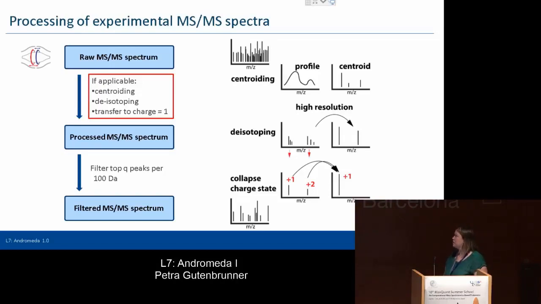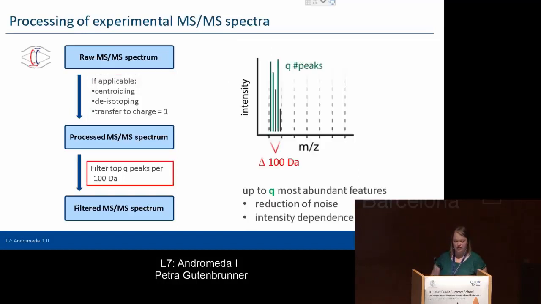So this also helps then for the matching when the spectrum is not as complex anymore. So now we have reduced the complexity already, but we can do another step, which is the filtering. Here the filtering is called the top Q filtering, and this is also a noise reduction, because how it's done, you filter the top Q most intense peaks per 100 Dalton window, and it's called Q because this is a parameter that is defined in MaxQuant.